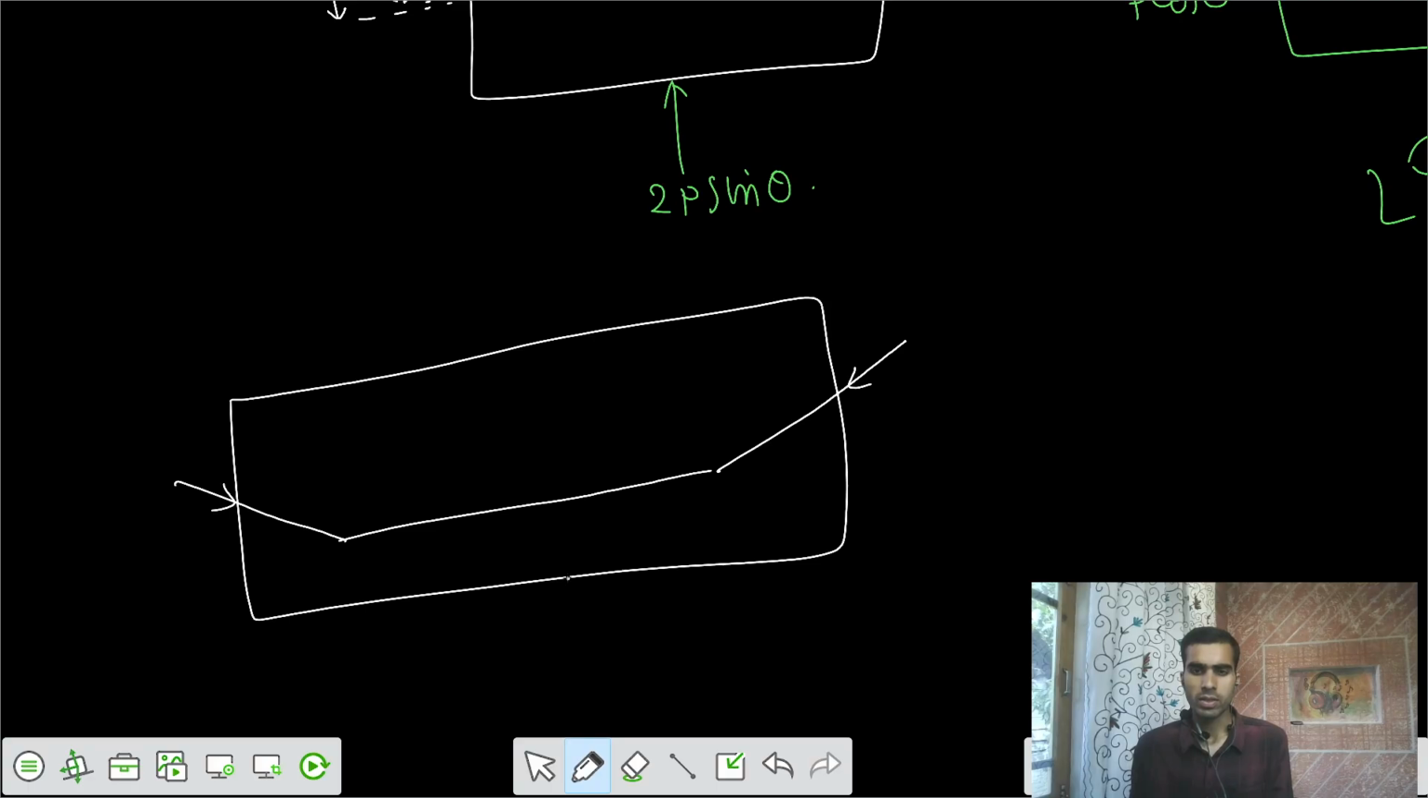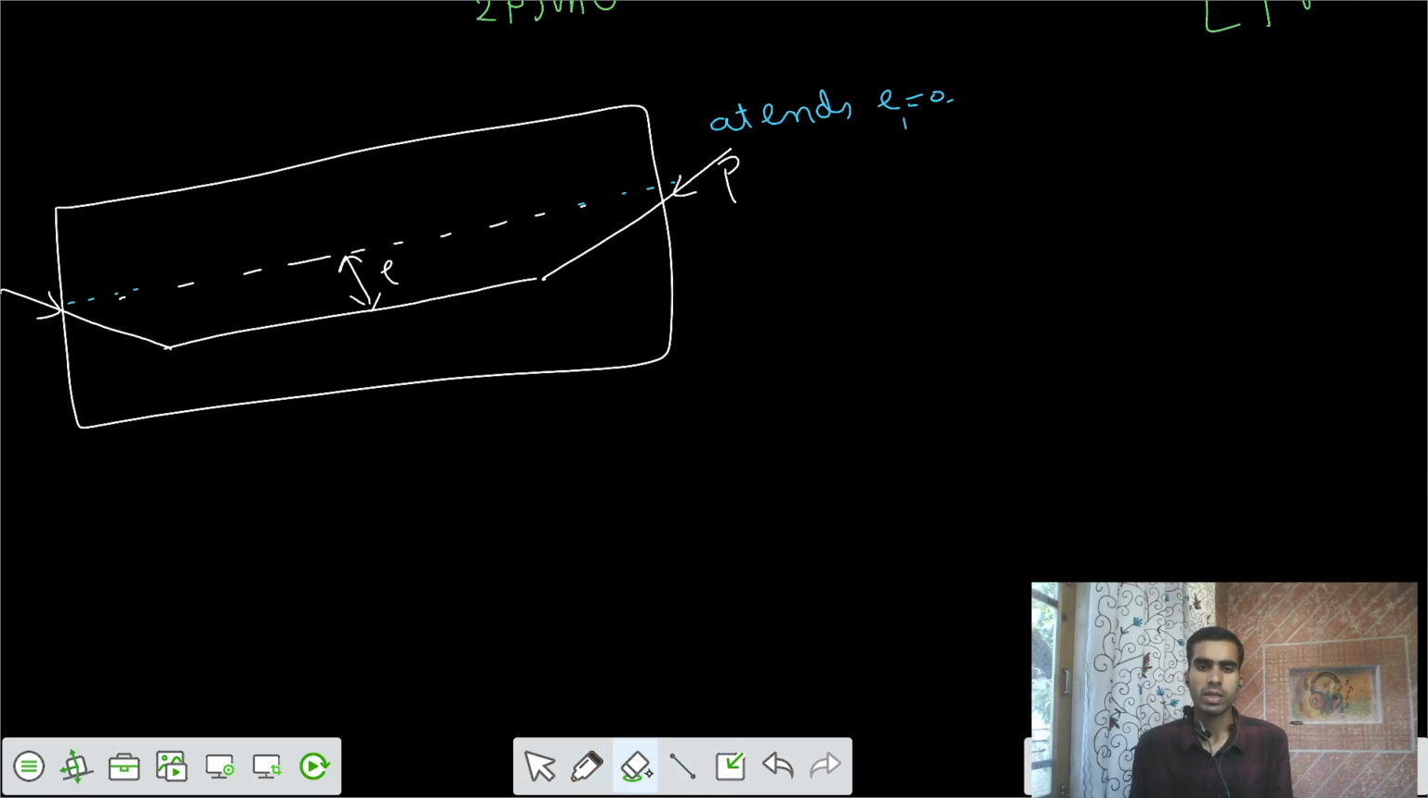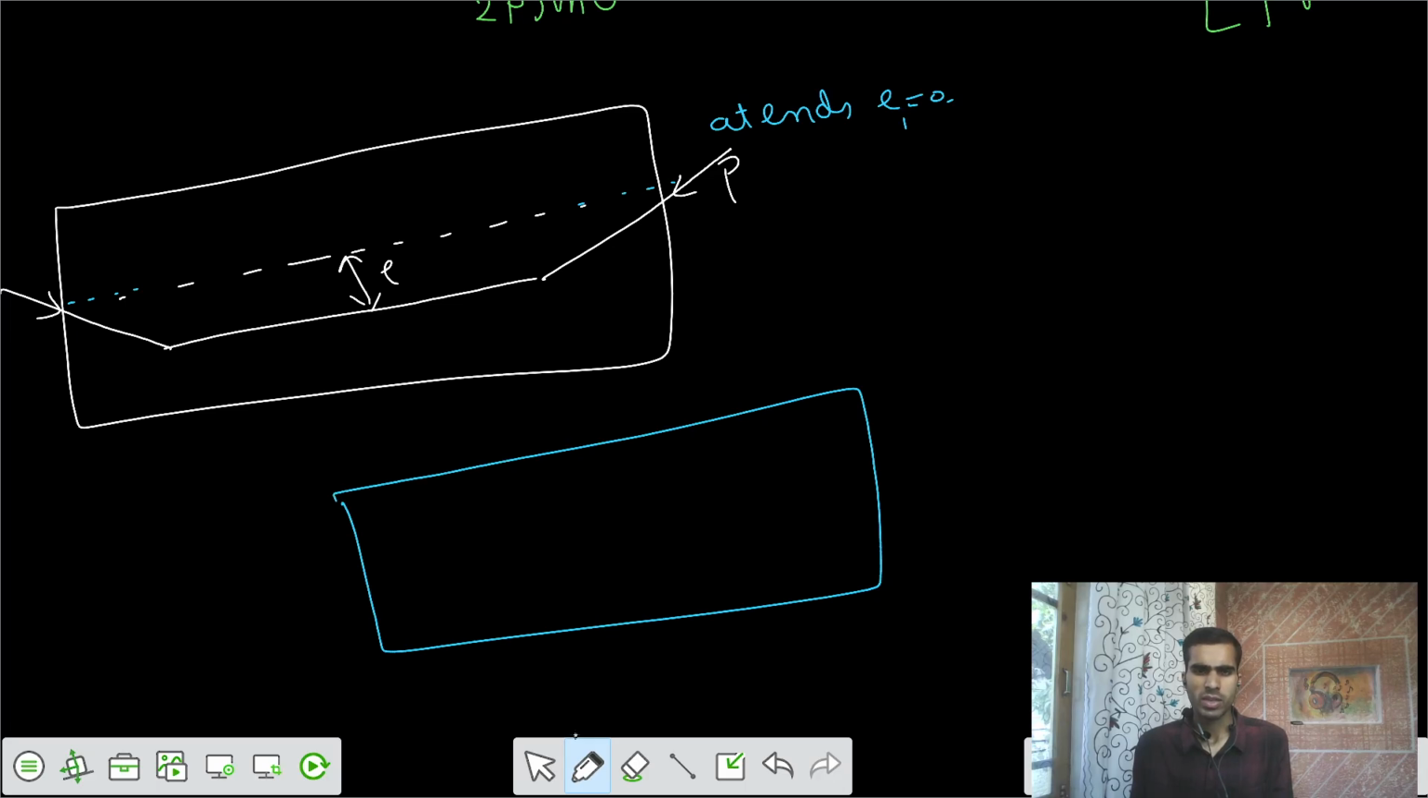So this can be converted into, let's say there's some E value here, an eccentricity of E from the neutral axis, and at the ends the eccentricity is 0. I would convert it in this way, if this is theta.